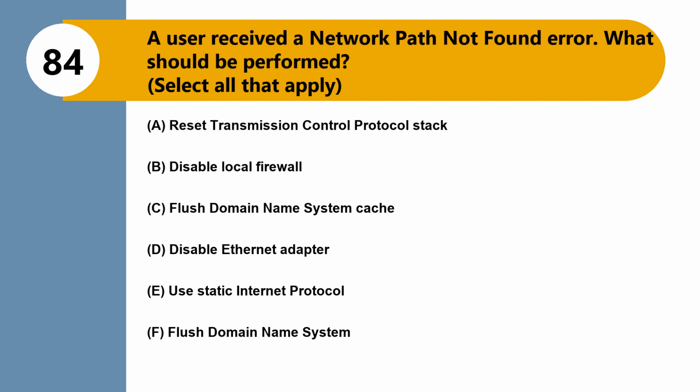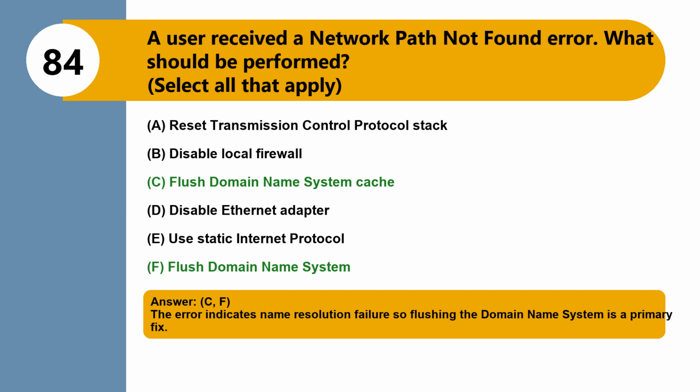Question 84. A user received a network path not found error. What should be performed? Option A, reset transmission control protocol stack. Option B, disable local firewall. Option C, flush domain name system cache. Option D, disable Ethernet adapter. Option E, use static internet protocol. Option F, flush domain name system. The correct answers are options C and F. The error indicates name resolution failure, so flushing the domain name system is a primary fix.